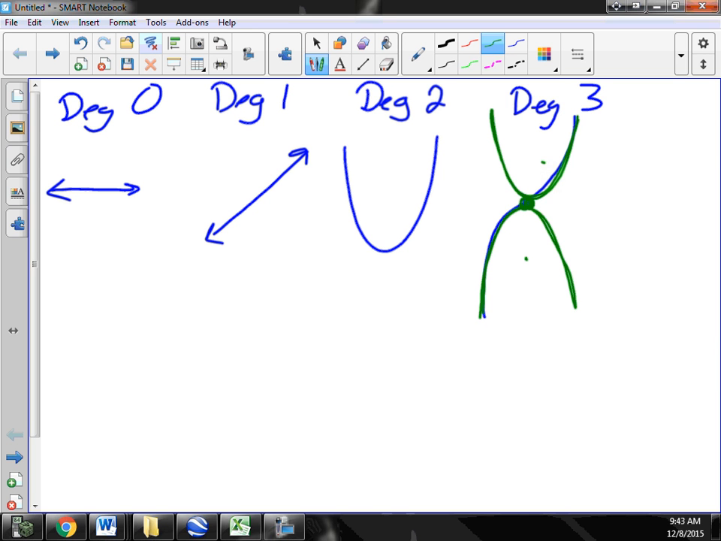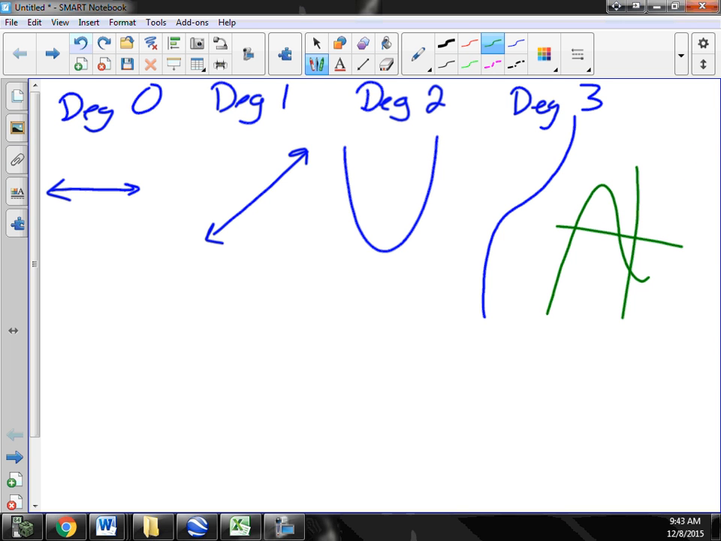Okay? But that's not the only thing an x to the third can look like. What else can it do? It can have 3 roots, meaning it looks like this. In which case, it still only has one inflection point, right? So we have a concave down and then a concave up. What about a degree 4?